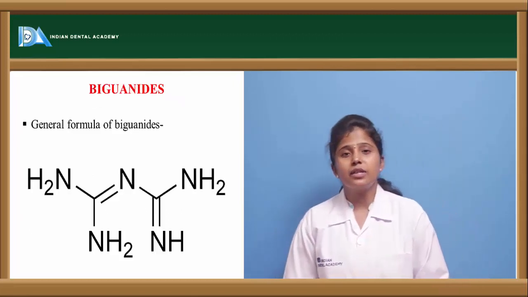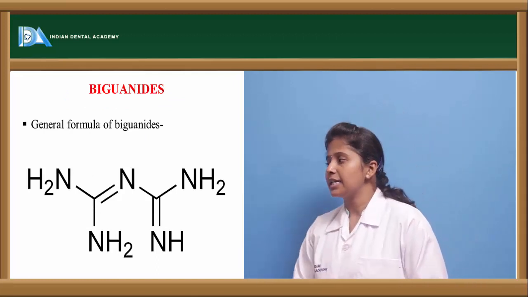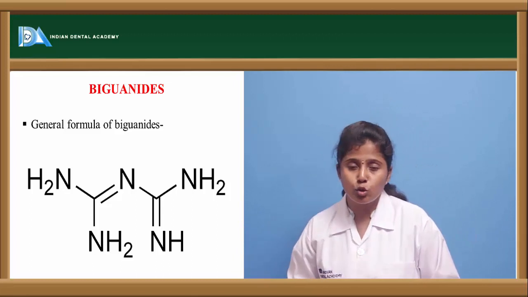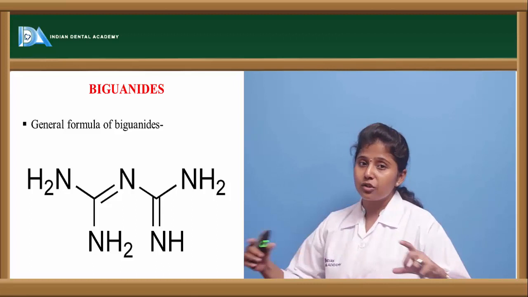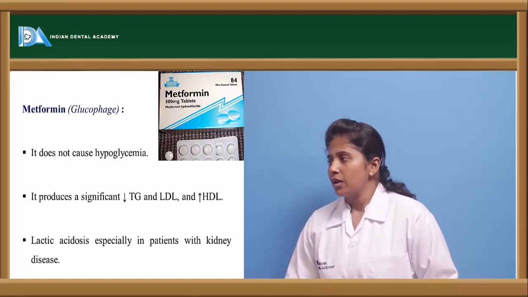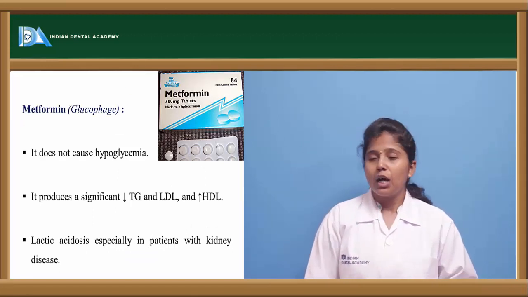The other category of drugs are biguanides. The general structure of biguanides is that they contain nitrogen NH2 groups which are attached, structurally representing a straight chain. The drug which comes under this category is metformin, which is available in the market as Glucophage.